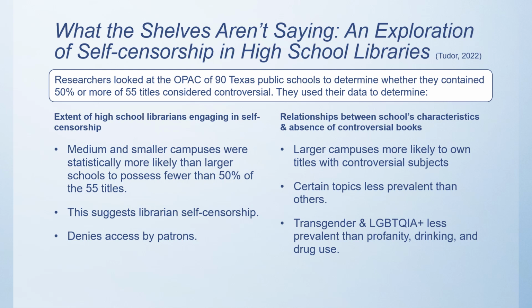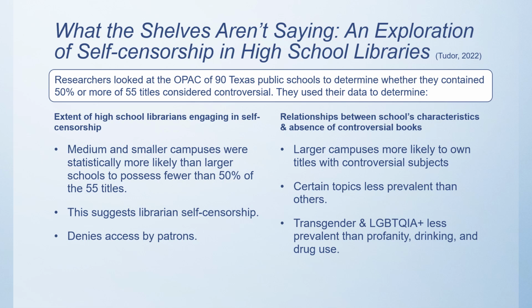They used their data to determine two major things. First, they looked at the extent of high school librarians engaging in self-censorship and found medium and smaller campuses were statistically more likely than larger schools to possess fewer than 50% of the 55 titles. This suggests librarian self-censorship, which denies access by patrons.